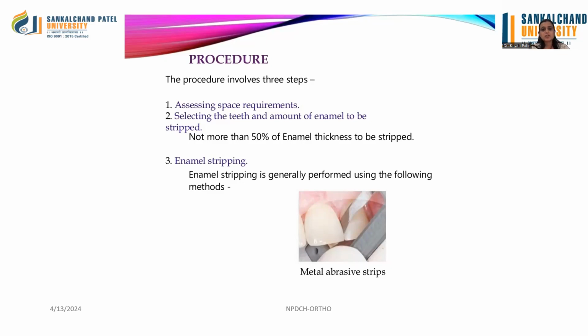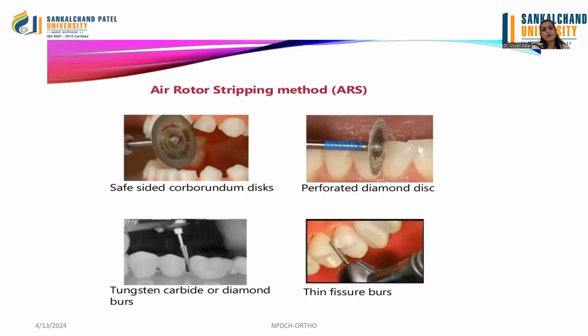Then enamel stripping is generally performed using the following methods. The first one is the metal abrasive strip. We generally break the contact between the teeth, or we start with the abrasive strip. This is an efficient and safe way. In this technique, we don't have any fear of getting more stripping between two teeth because it is a minimal stripping technique. Second one is the air rotor stripping method. The safe side is the carborundum disc, which we normally prefer because it also strips minimally and is efficient. Second is the perforated diamond disc.